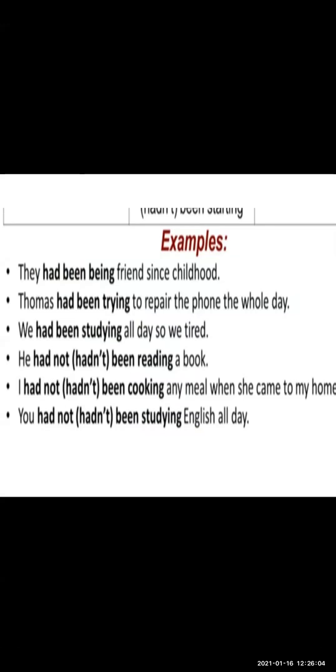We had been studying all day, so we are tired. He had not been reading a book. Suppose a person gives information or has a conversation with another person, then that person is informed that the action is not completed, it's still going on. So these are the examples which come under the past perfect continuous tense.